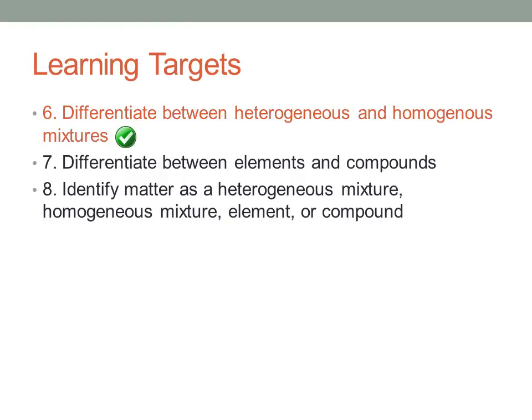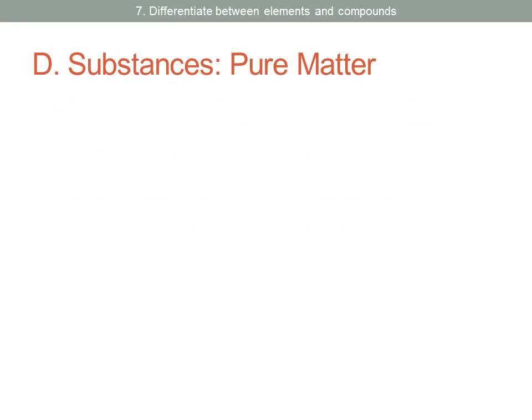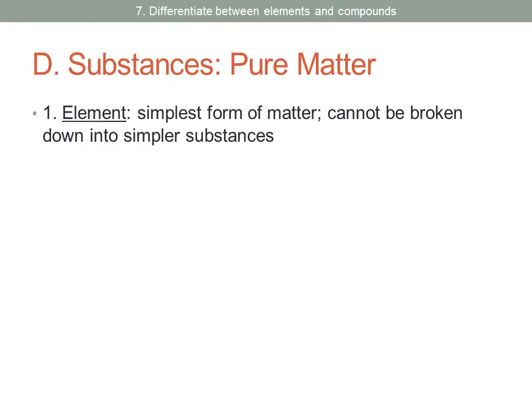So now that we've differentiated between heterogeneous and homogeneous mixtures, we want to do the same with pure substances, and those two types of pure substances are called elements and compounds. An element is the simplest form of matter. It cannot be broken down into simpler substances. There are 118 known elements as of the recording of this video.